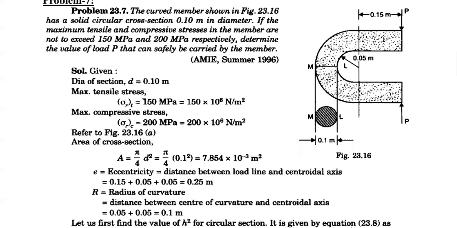What is the formula for circular cross section? A equal to pi by 4 d square. So one step is over directly. So area A equal to pi by 4 d square. Okay, right, fine.